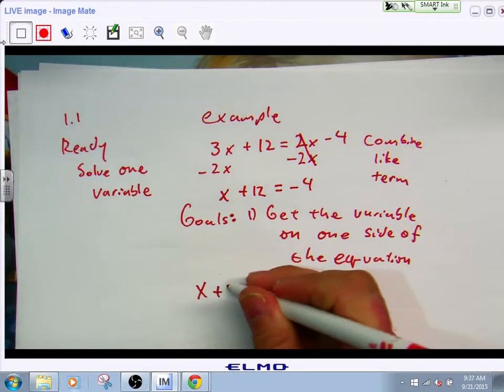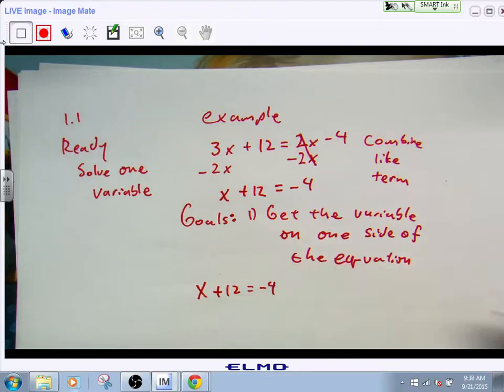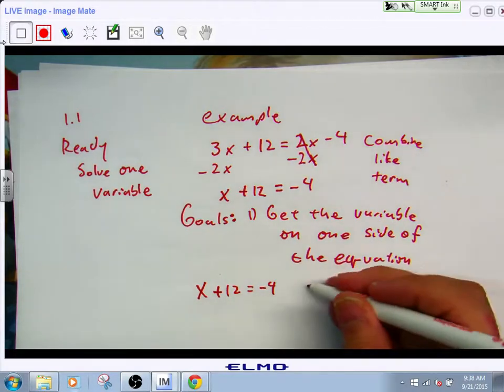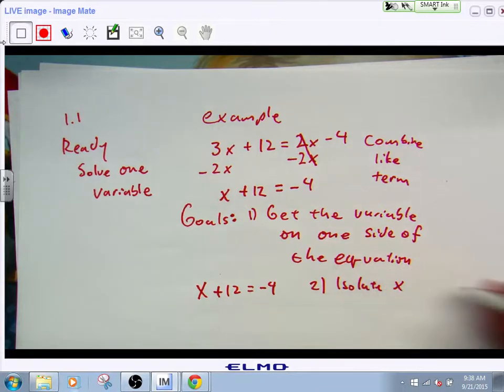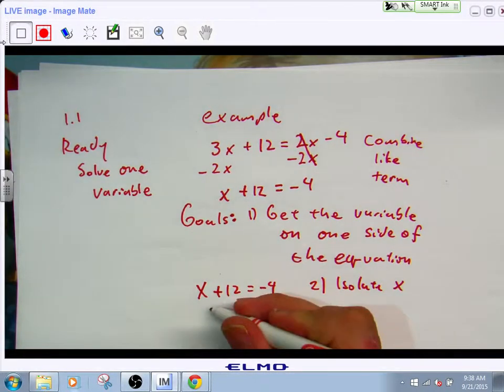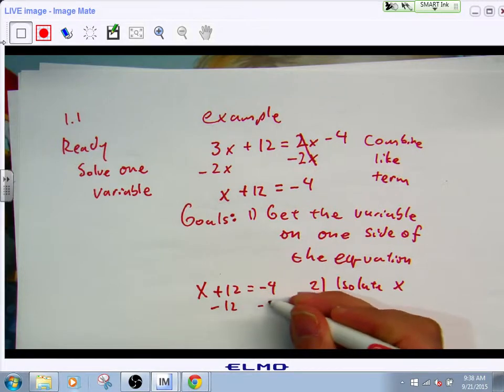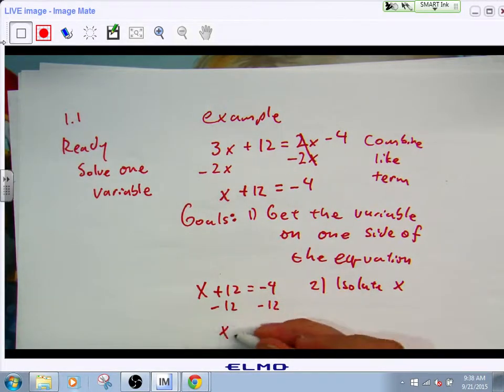I have x + 12 = -4. I just need to isolate x, so that's going to be goal 2. Isolate x, so I'm going to get x by itself. x, unfortunately, is joined by this plus 12, so I want to get rid of +12. I'm going to do that by subtracting 12. And so x is going to equal -16.